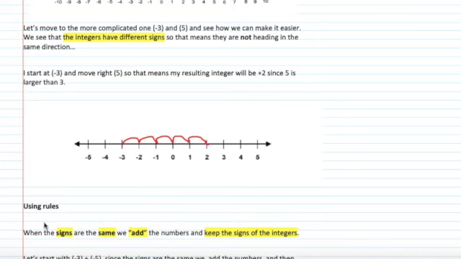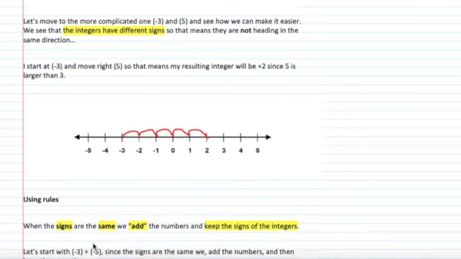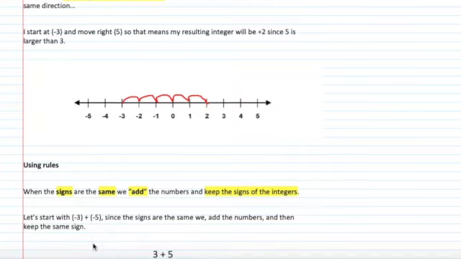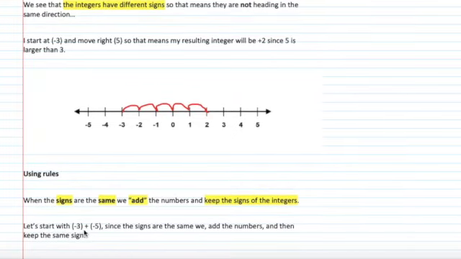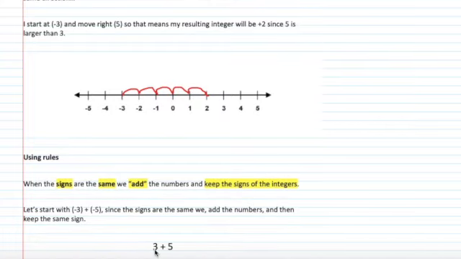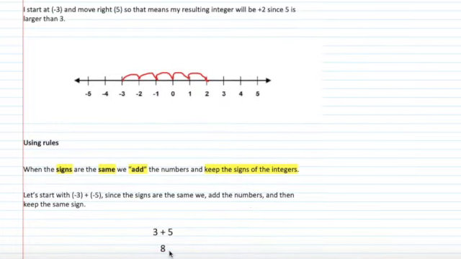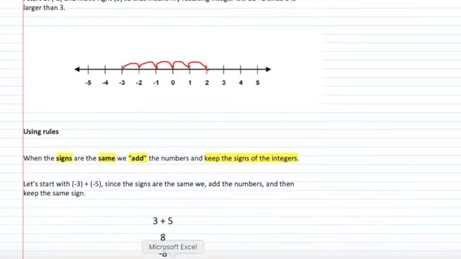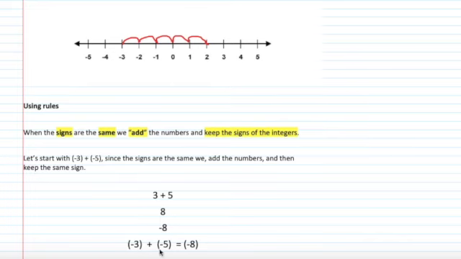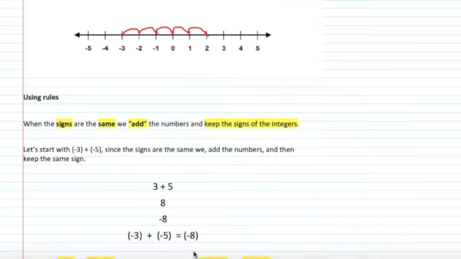And using rules, when the signs are the same, we add the numbers and keep the signs of the integers. Let's start with -3 and -5. Since the signs are the same, we add the numbers and then keep the same sign. So we have 3 plus 5 is 8. We keep the sign, so since both 3 and 5 have negative signs, we look at -8. So -3 plus -5 equals -8.